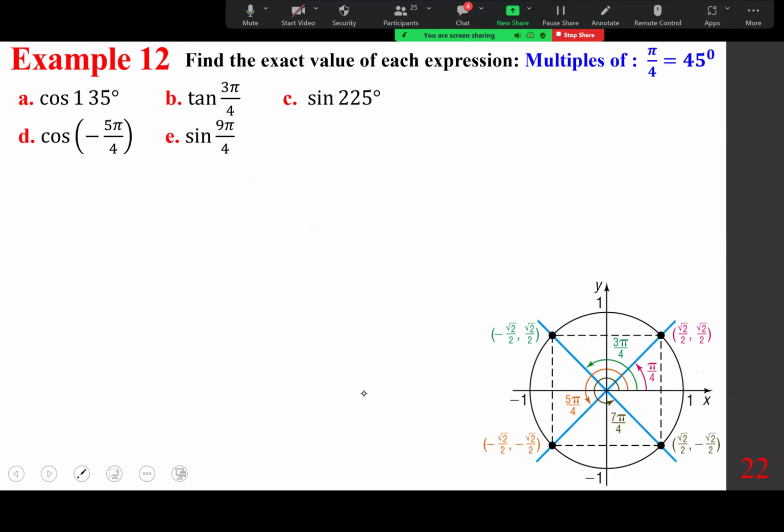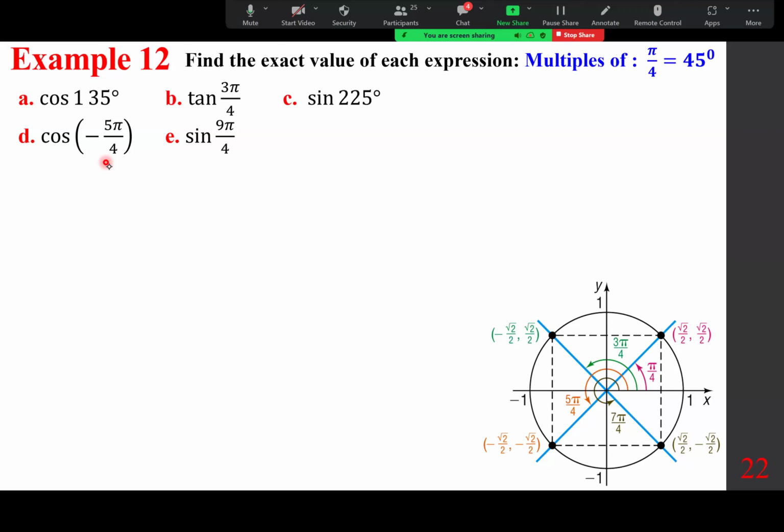So it's pretty straightforward, everybody. We're going to find the exact value of each expression. Those are multiples of 45 degrees: cosine of 135, 3 pi over 4, 225, minus 5 pi over 4, 9 pi over 4.